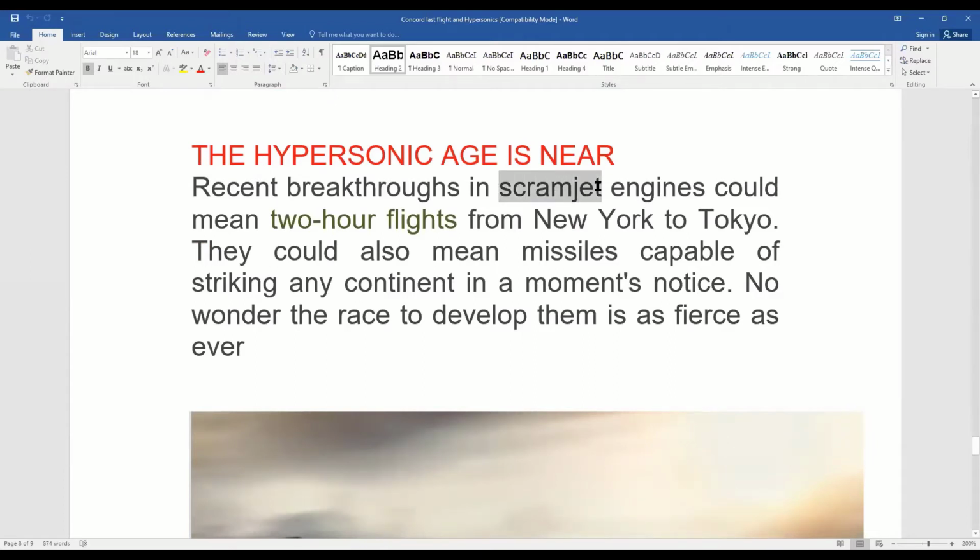Scramjets, these are supersonic combustion ramjets. So the air comes into the jet. In most jet engines, the air slows down to subsonic, and then you burn the fuel in subsonic flow, and then you shoot that back. The scramjet never goes subsonic inside the engine. The fuel burns in supersonic flow.